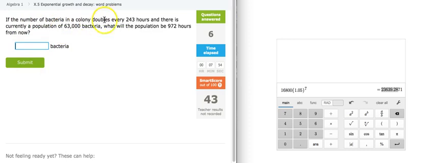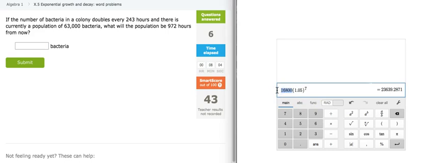Here we go. The number of bacteria in a colony doubles every 243 hours. Current population is that many? Ew, that's a lot of germs. Okay, we're doubling, so the exponent is 12 in. Ooh, that's even grosser.